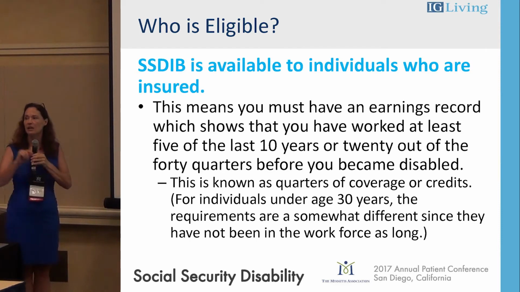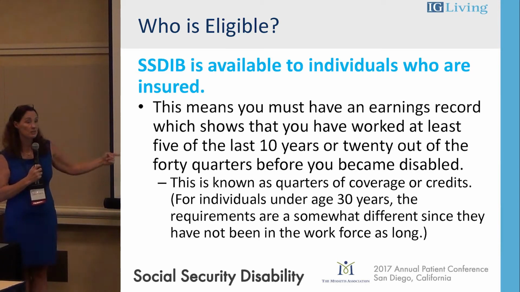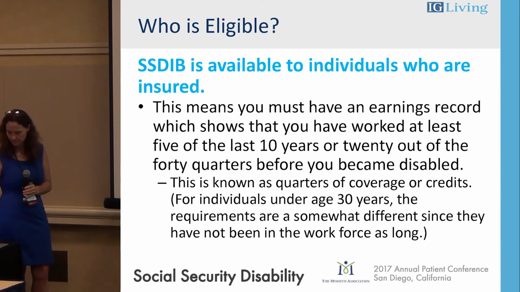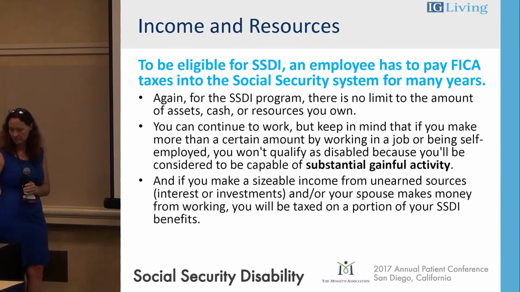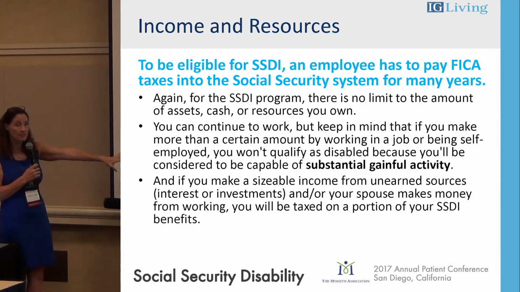To receive SSDI, you must have worked a percentage of time, and you must have paid in for so many quarters. You can get Social Security disability under the age of 30 if you've paid in for enough quarters. It will be very difficult, and the amount will not be enough. There are ways you can get both SSDI and SSI if you show financial need. This again is more for the website when you go back on and look at it, because these are requirements.